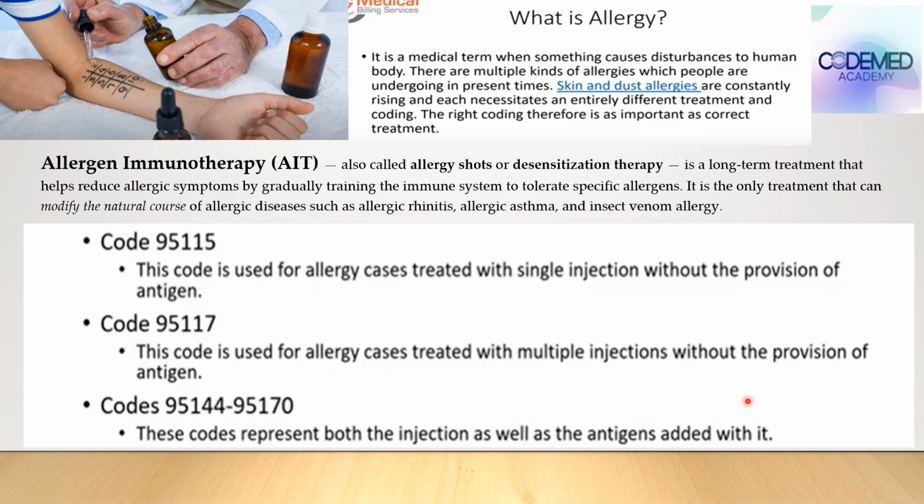And there are multiple kinds of allergies which people are undergoing in present times. It could be skin allergy, dust allergy, mold allergy, and each necessitates an entirely different treatment and coding, and that's why one must understand this particular topic very carefully.